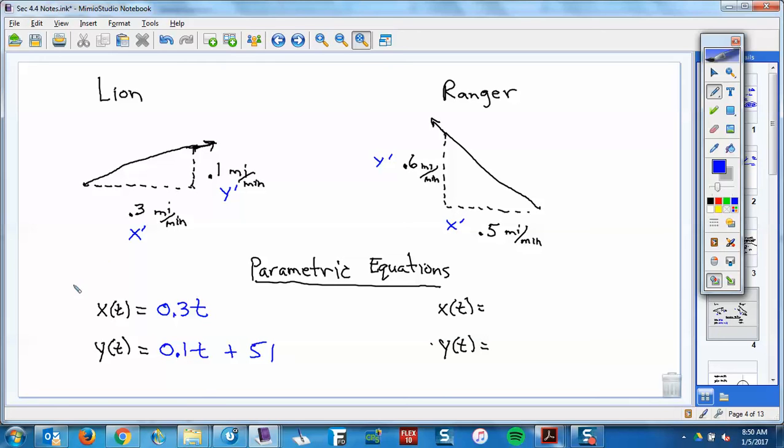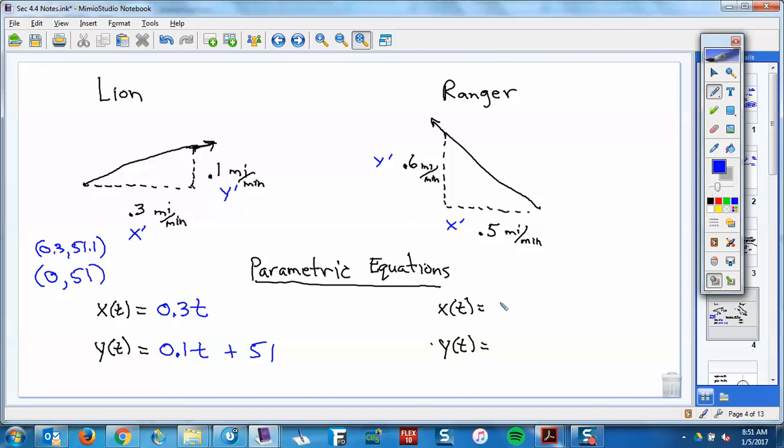think about this now. Remember, this x and y is an x and y coordinate. So at time zero, you put a 0 in there, you get 0 for x, and you put a 0 in for t here, you get 51. That's where the lion was at time 0. That's where the lion started, at the coordinate (0, 51). And then 1 minute later, he'd be 0.3 this way and 0.1 up. So 1 minute later, he'd be at 0.3 and 51.1, because every minute he goes 0.3 this way and 0.1 this way. That's how you get your x and y coordinates from this equation.